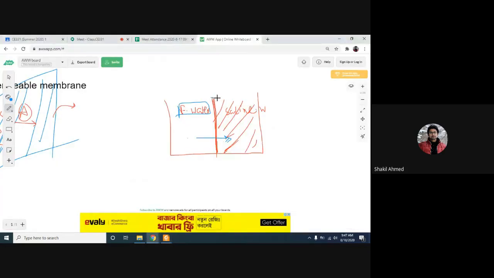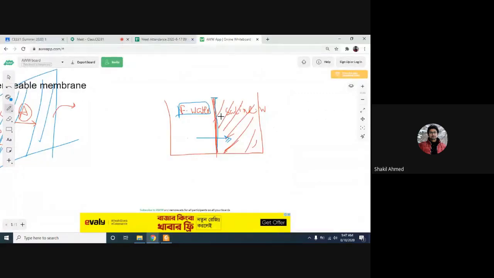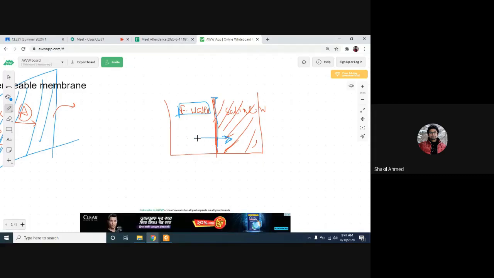Now this is a semi-permeable membrane. Okay. Fine. So water will pass through there. Now, why will water pass through there, by the way? Because water has low concentration here, high concentration here. Water concentration is higher here, lower here. So water will pass from higher to lower concentration. So this is osmosis basically.